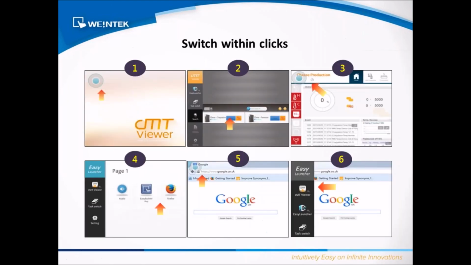And it takes 6 steps to switch between HMI mode and PC software mode. There's a home button where you click and it brings out the menu, so it can easily go between the CMT Viewer and a launcher where you can open any PC software.